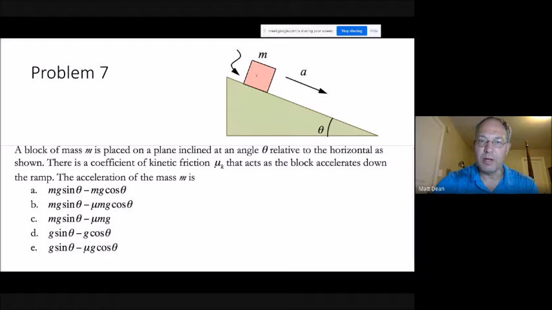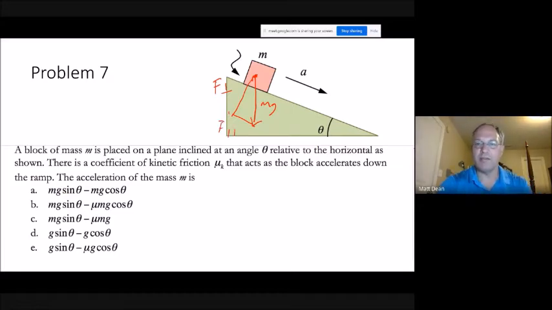You want to go to the center of your box, and you want to draw in a vector that approximates the weight. So this is mg. And then you want to take that weight and divide it into components: one component that's perpendicular to the plane and one that's parallel to the plane. So let's draw a line here that's perpendicular to our plane and one that's parallel to our plane, like so. And we're going to call this F perpendicular and this F parallel.